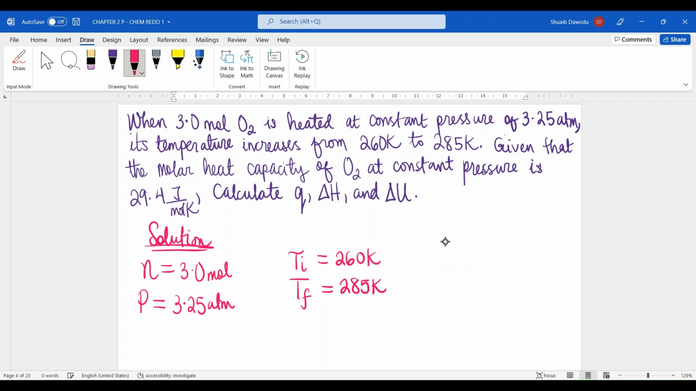285 Kelvin. Given that the molar heat capacity at constant pressure is just Cp,m, because this is a molar value, meaning molar heat capacity. If it's just heat capacity, then it's just going to be Cp, and the P here is simply pressure. If they tell you the molar heat capacity at constant volume, you end up with Cv,m. If they tell you the heat capacity at constant volume, then what you have is Cv. So here we have Cp,m, the molar heat capacity at constant pressure, which equals 29.4 joule per mole Kelvin.